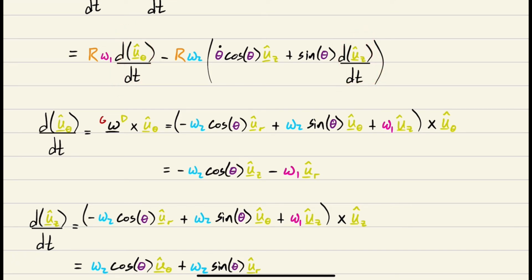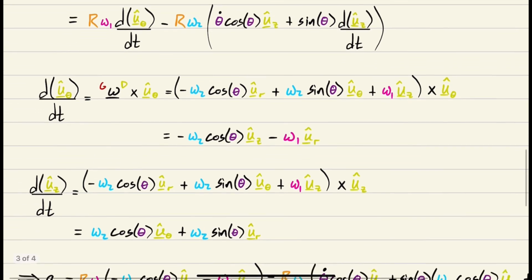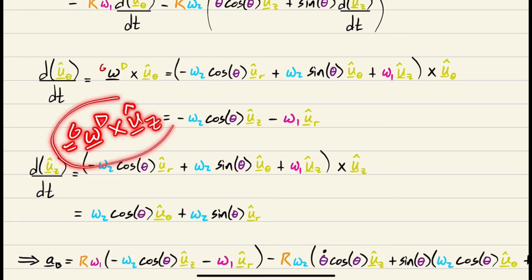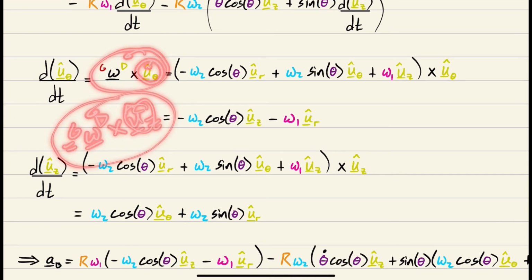of change of uz. Well, it's almost the same thing that we did before. Since we're still dealing with this frame D, it's the absolute angular velocity of frame D in G crossed with the vector itself, crossed with u theta. I probably should have written this out also. This rate of change of uz is equal to omega d in g crossed with uz, right? So this and this, they're the same thing, except this one we're crossing with u theta, and this one we're crossing with uz.